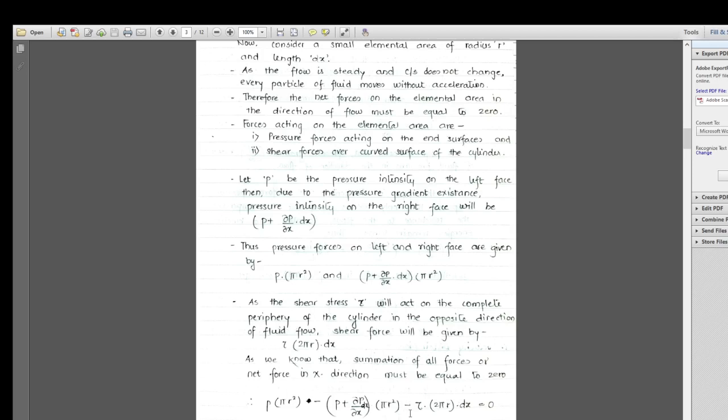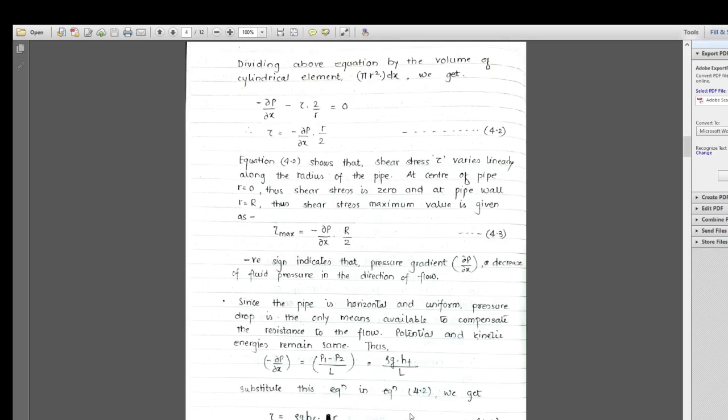We know that the force passing towards the right, in the direction of the fluid flow, is considered positive, and the force which is acting in the opposite direction of the fluid flow is considered negative. So we will get this expression.